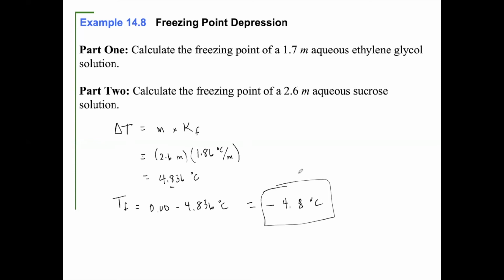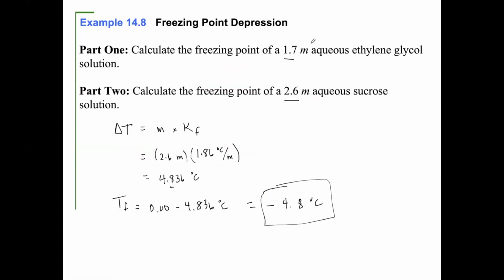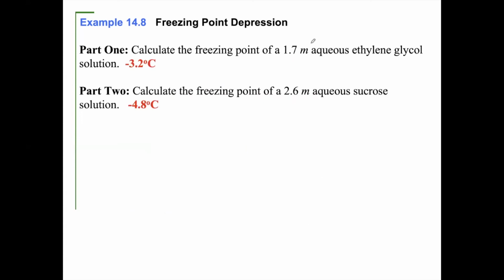Okay, so let's just compare these answers for a second. Looking back at the previous one, first of all, 2.6 molal versus 1.7 molal. So the previous example had a less concentrated solution, and notice the difference in temperature. The more concentrated the solution, the lower the freezing point is.